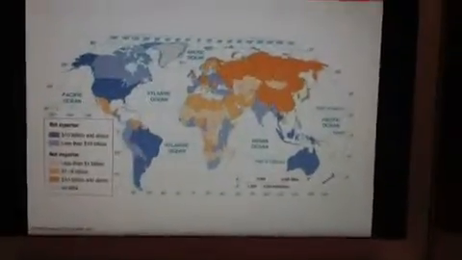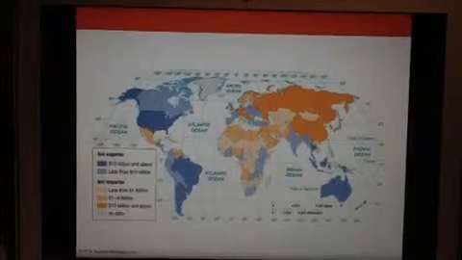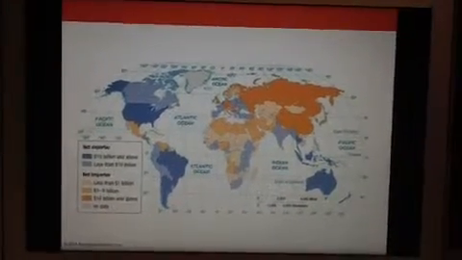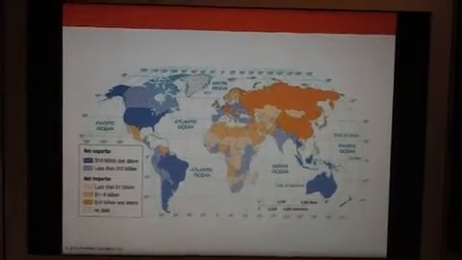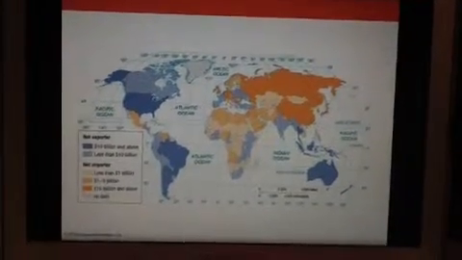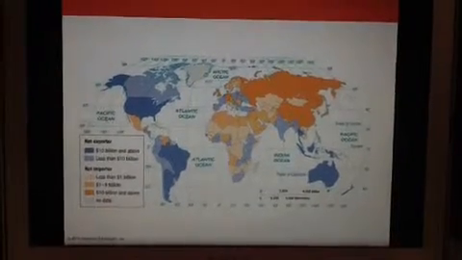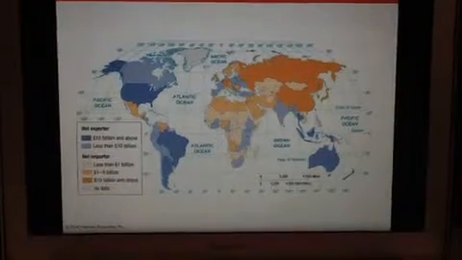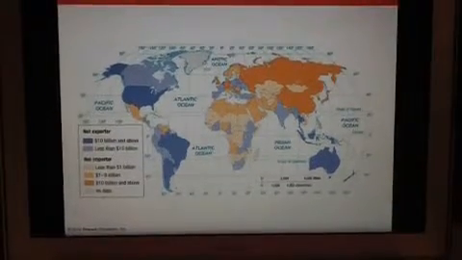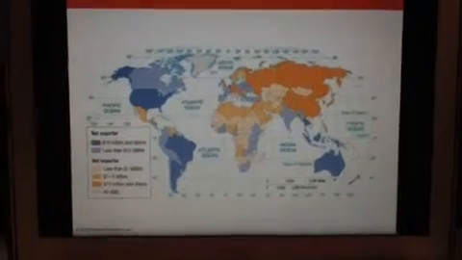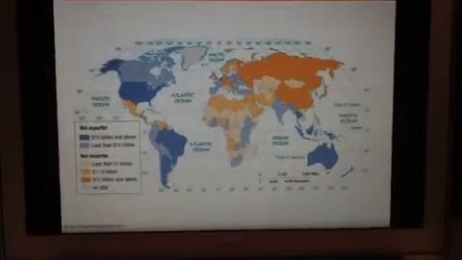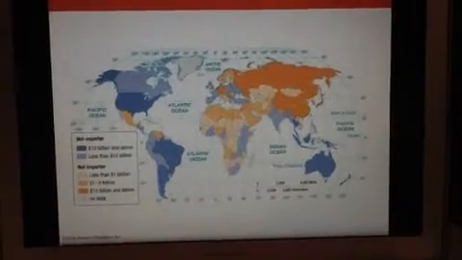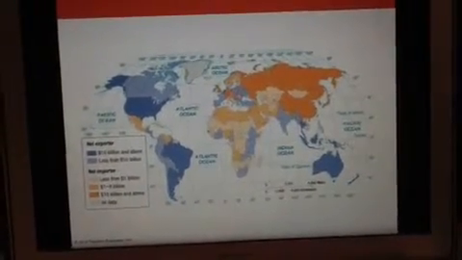Okay, so if we look at the map, we can see that the countries with the dark blue are net exporters of $10 billion and above. The countries that are a lighter blue have less than $10 billion. And then the countries in the yellows are net importers. The least bright yellow is less than $1 billion. The middle color is $1 to $9 billion, and the darkest orangish color is $10 billion and above.